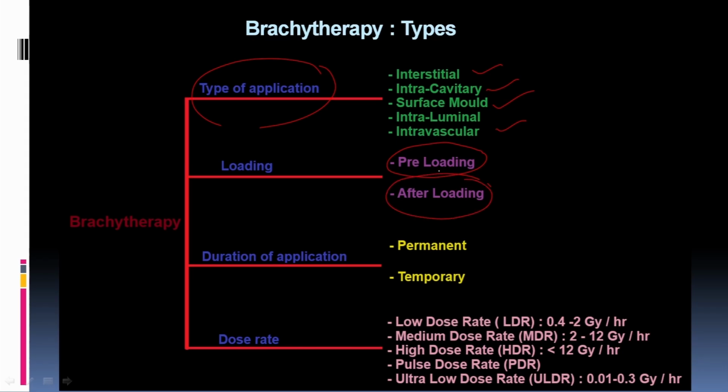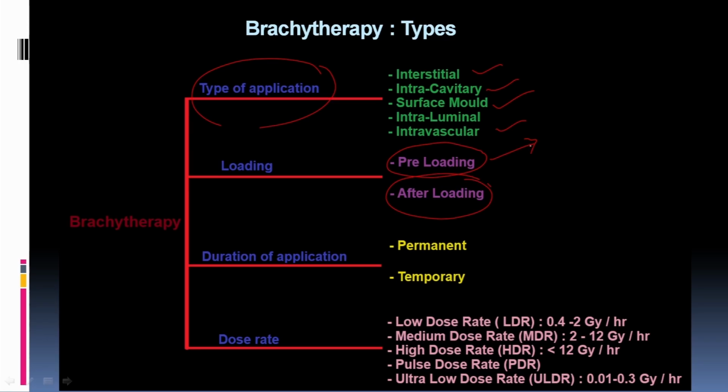Some applicators have the brachytherapy sources already built in within the applicator, and we have to put this applicator within the patient's body. This is preloading, where the radiation worker, the radiation clinician, radiation oncologist, radiological physicist, and technologist will receive radiation from this type of application. So nowadays no one is performing preloading type of brachytherapy.